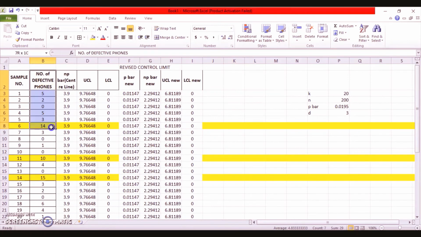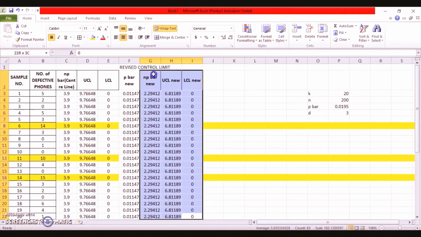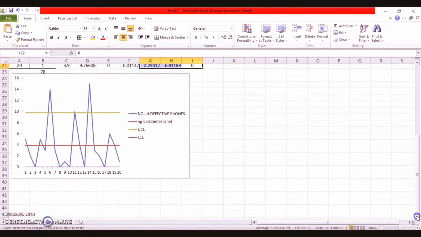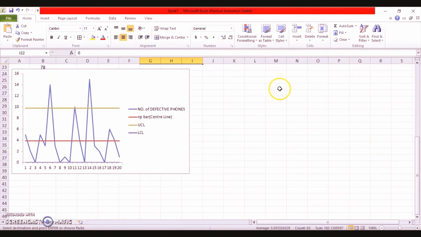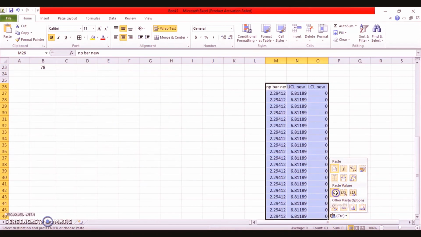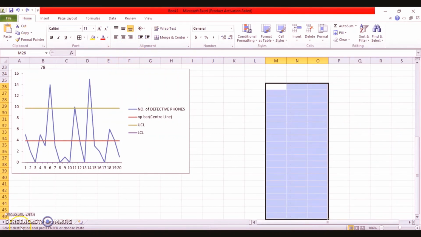We need certain values. We need this value. Then we need these 3 values: the NP bar value, the upper control limit and lower control limit values, and I will try to paste them here. See, you have to paste it like this. Okay. Well, that didn't go well.